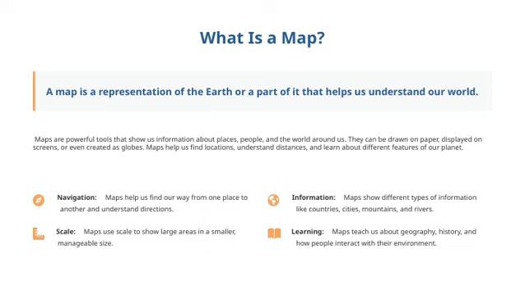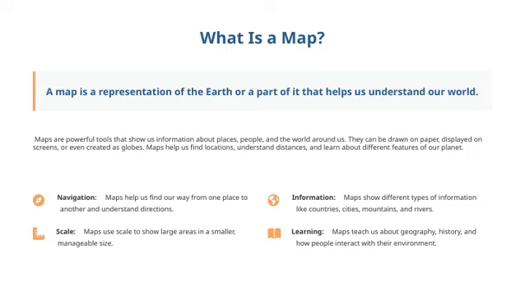So, what exactly is a map? Well, a map is basically a representation of the Earth or a part of it, and its main purpose is to help us understand our world better. Maps are incredibly powerful tools because they show us information about different places, the people who live there, and the environment around us. You can find maps drawn on paper, displayed on screens, or even as globes. They help us locate specific places, understand how far apart they are, and learn about various features like mountains, rivers, and cities.